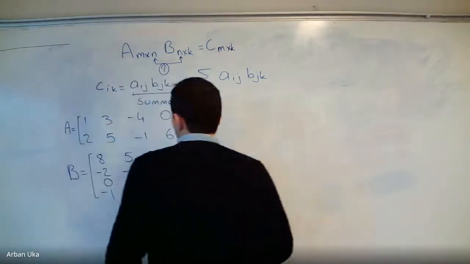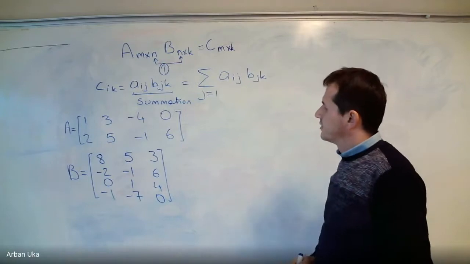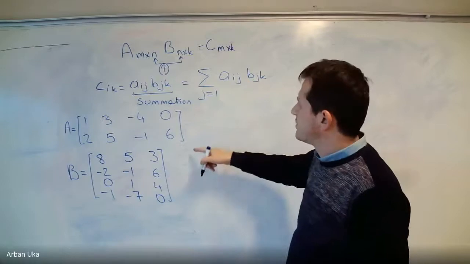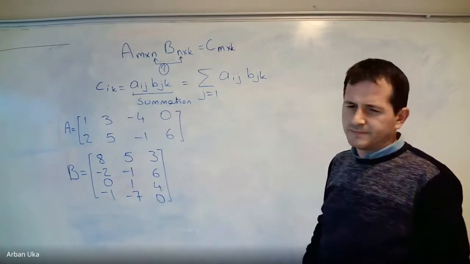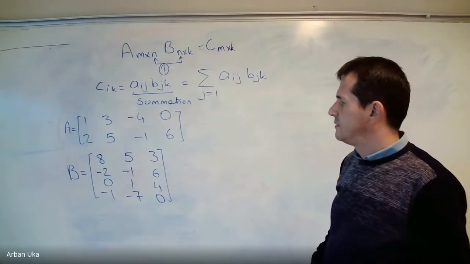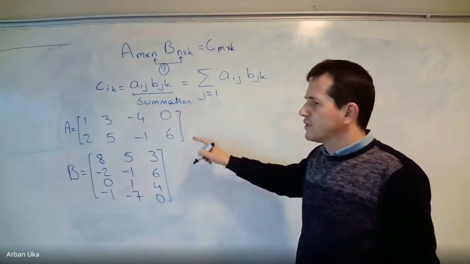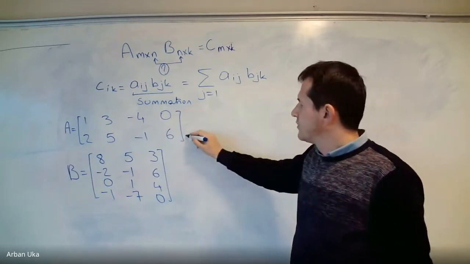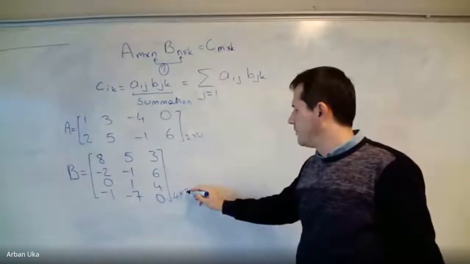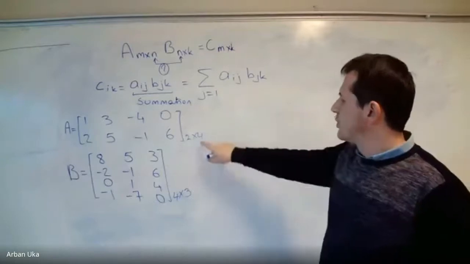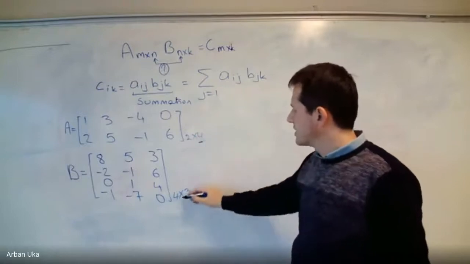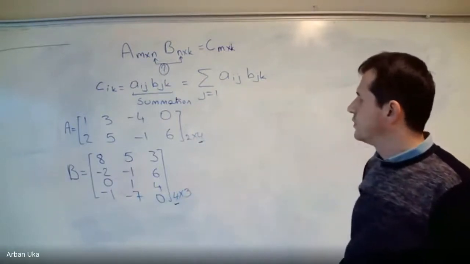Okay, so here we have A and B, and the first question is, can we multiply A and B? Is this multiplication defined? Can I have an answer from you? First of all, what is the dimension of A? So this is 2 by 4, this is 4 by 3, which means that we can multiply those because this index and this index are equal. So that's good.